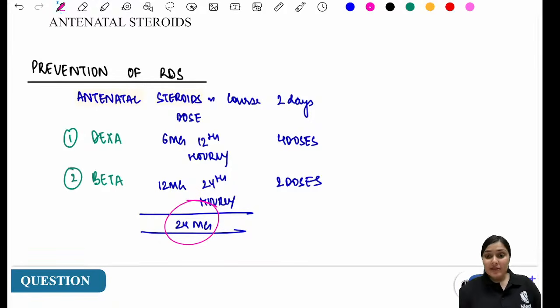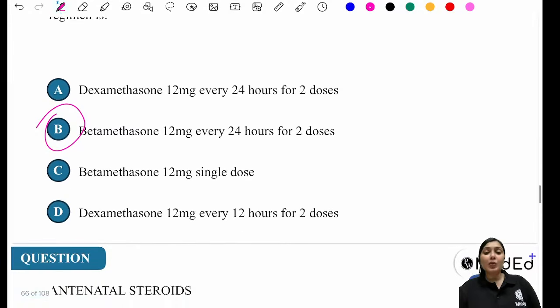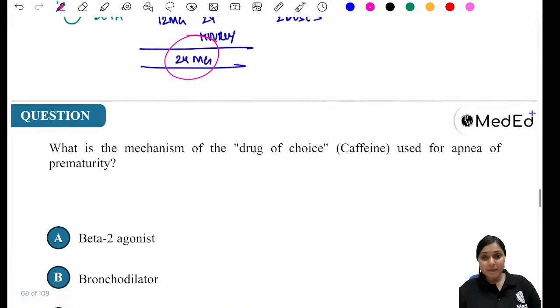So if you are giving dexamethasone morning, evening, you have to give that shot. So for 2 days, it has to be given. If it is betamethasone, that only one shot, maybe in the morning, maybe in the evening, up to you. So total 24 mg has to be given. This is the regimen for antenatal steroids. So the correct option here was B, betamethasone 12 mg every 24 hours for 2 doses.